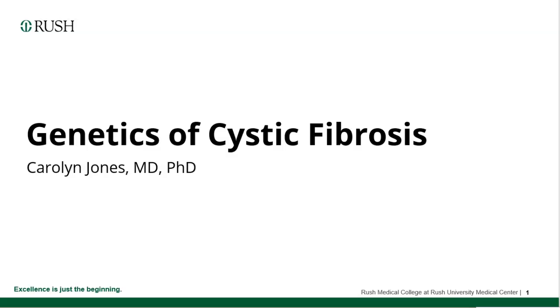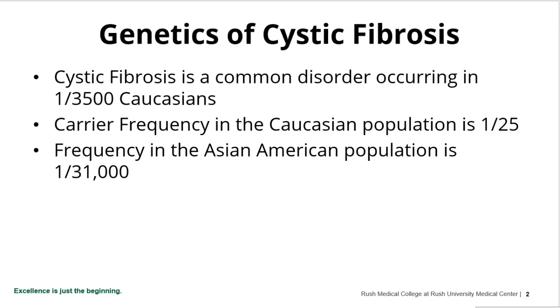Genetics of cystic fibrosis. So the genetics of cystic fibrosis, this is a common disorder occurring in 1 in 3,500 individuals of Caucasian descent.